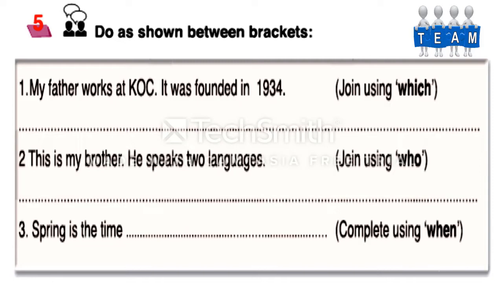Number 2. This is my brother. He speaks 2 languages. Using who. We have to omit he at the start of the second sentence and put who instead of it. So this is my brother who speaks 2 languages.